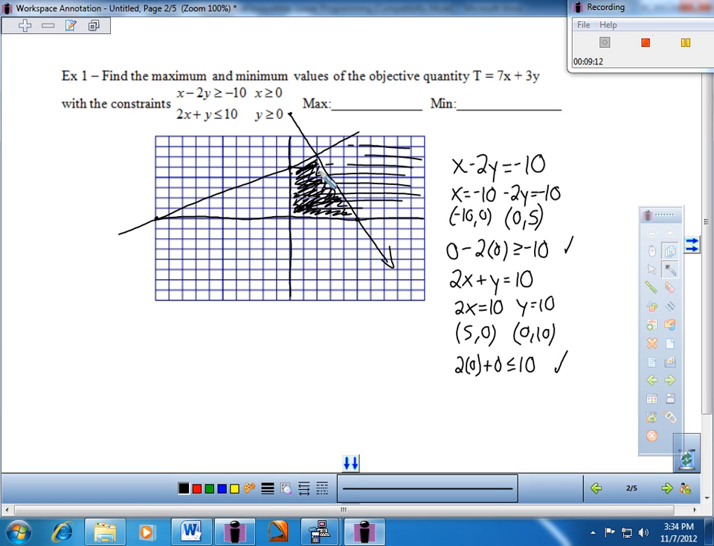And theoretically, there are an infinite number of ordered pairs that make those inequalities true. If we want to find the maximum or minimum for any objective quantity, for any expression, basically we would find that it would occur at a vertex, either here, or here, or here, or here, the 4 vertices.